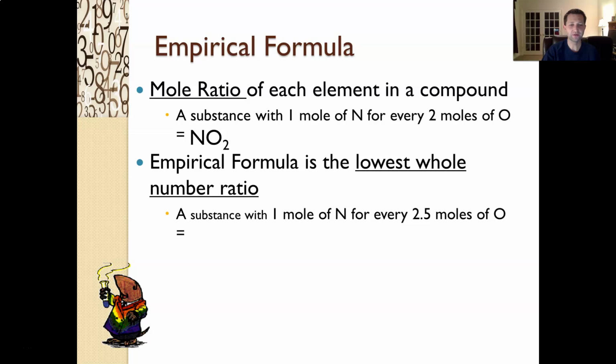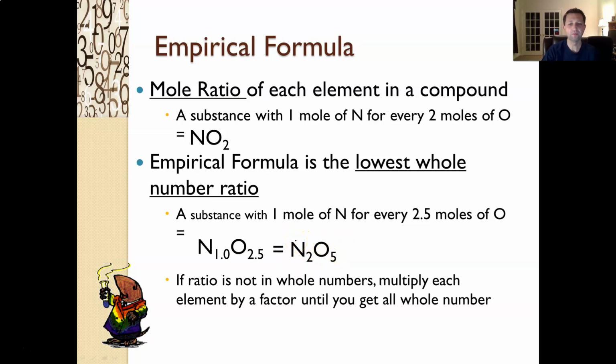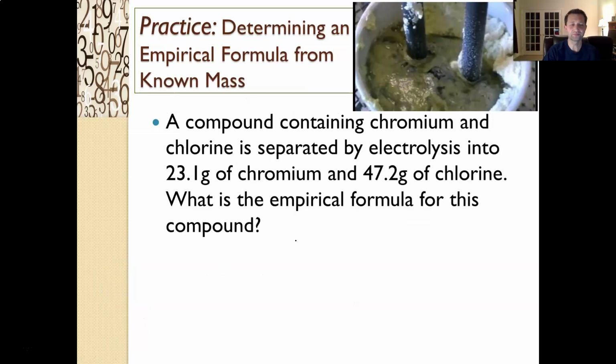So another example is if you have 1 mole of nitrogen for 2.5 moles of oxygen, it's not going to be N1O2.5. That's not a whole number ratio. You need to have a whole number ratio. So for that case, it would be N2O5, if this is what you had here. If you had 1 mole of nitrogen for every 2.5 of oxygen, you have to multiply through by 2 to clear out your decimal to end up with nice whole number ratios there. So if it's not in whole number form, make it into whole number form. Multiply by 2 or by 3, whatever you have to do to make it happen. So, a couple practice problems with this.